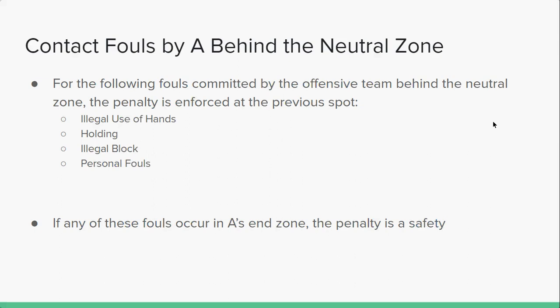It's also important to note here that we could tack these fouls on to the spot where B has possession of the ball on scrimmage kick plays. If we have a chop block on a punt play and then B returns the punt, we don't have to enforce that penalty at the previous spot. B could take the 15-yard penalty in that case from the end of the kick.